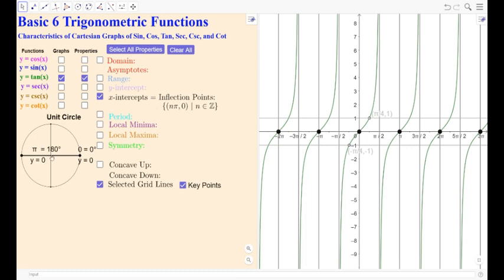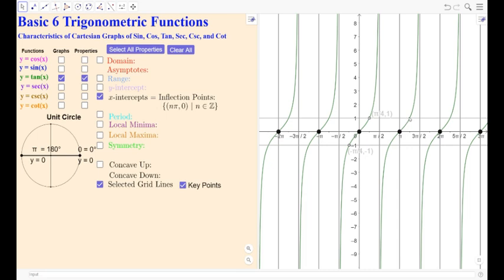When you're looking at if this terminal side is on the line y equals x, that means the tangent is going to be 1 or negative 1. One place that happens is at pi over 4, where we get the tangent as 1. So exactly halfway between the x-intercept and the vertical asymptote, there's a place where it hits 1, or on this side, negative 1.